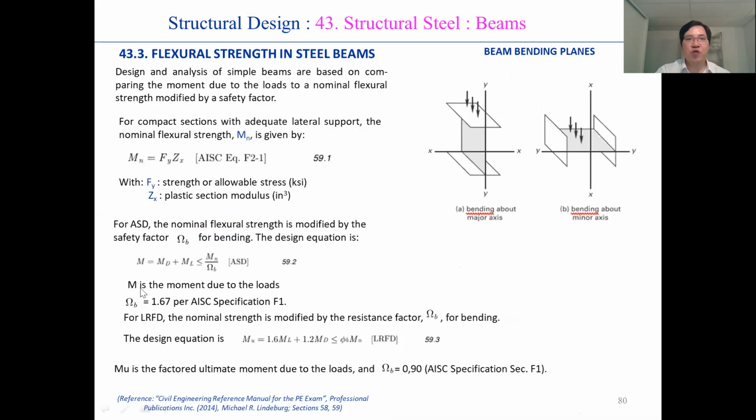And in this slide I show you some main equations for the calculation of the flexural strength in steel beams. This one shows the beam bending for bending about the major axis, and this one for bending about the minor axis.